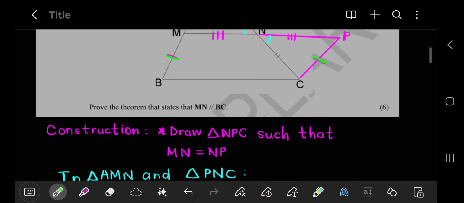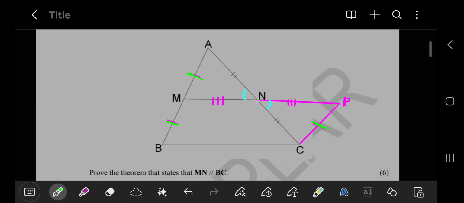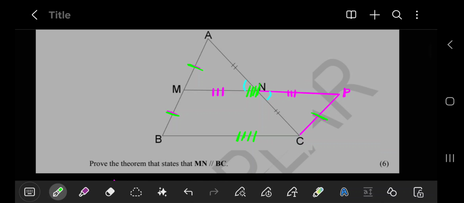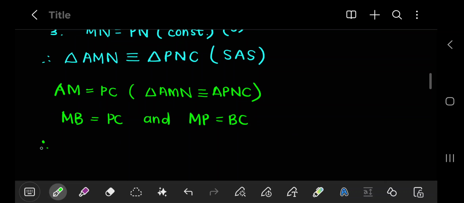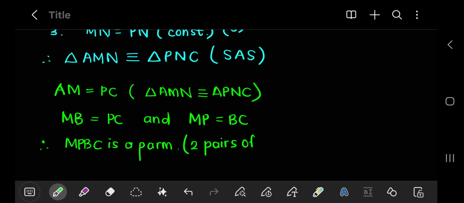So you guys, by showing that these opposite sides of this shape are equal to each other, what have we actually proven? We've proven that this is a parallelogram. We've proven that this entire shape, MPCB, is a parallelogram. Therefore, MPCB is a parallelogram, and that we know because we have two pairs of opposite sides equal.